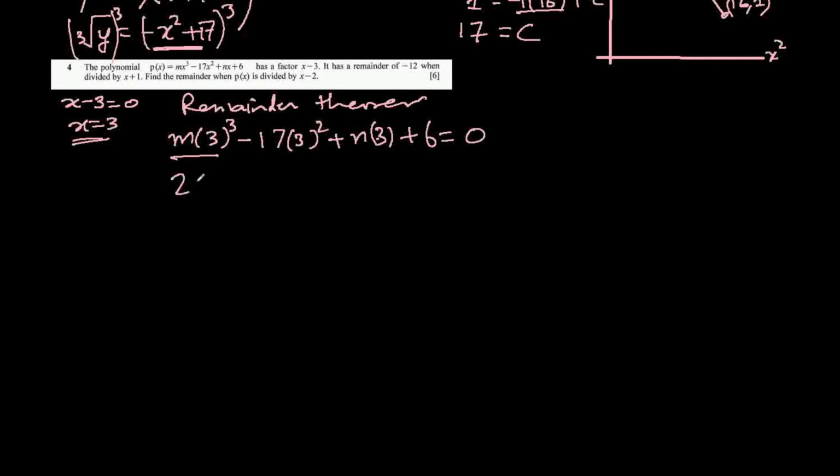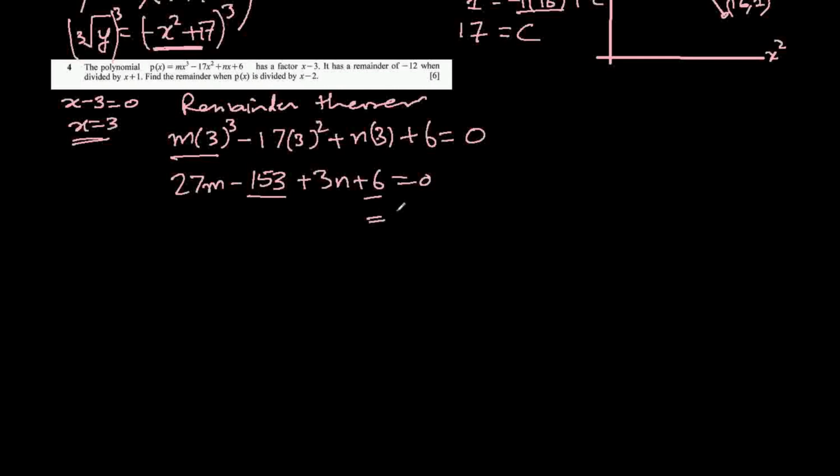So this becomes 27m minus 17 times 9, 153, plus 3n plus 6 equals 0. Let's bring numbers to the other side. Minus 153 plus 6, 147.